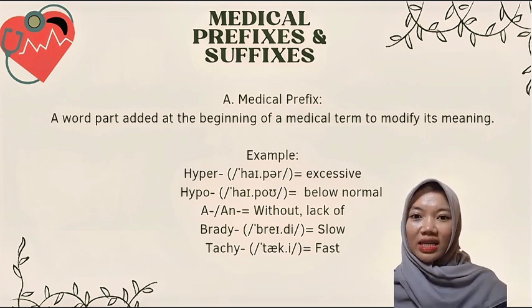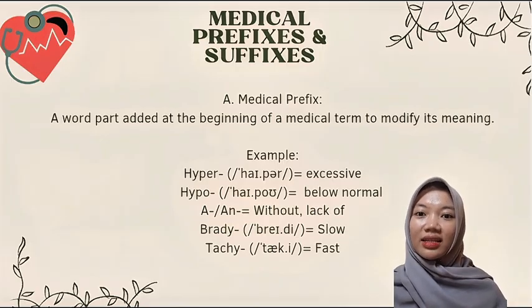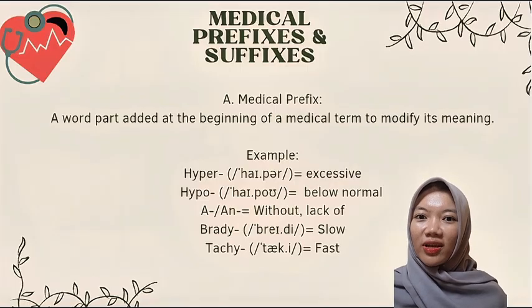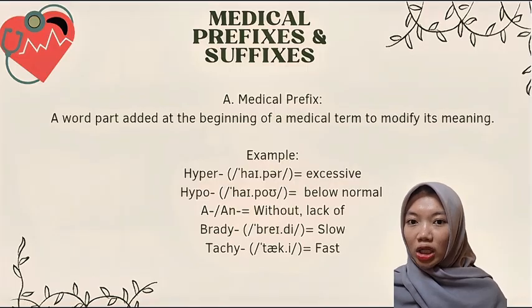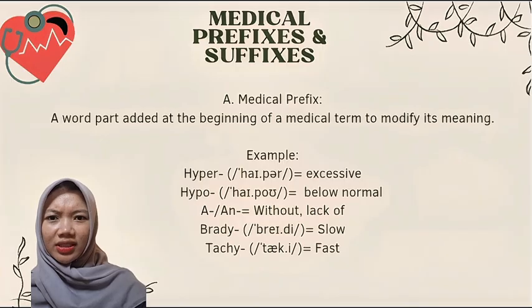And then brady means slow. And the last is tachy, which means fast. So these prefixes help describe medical conditions. Now let's look at the examples.